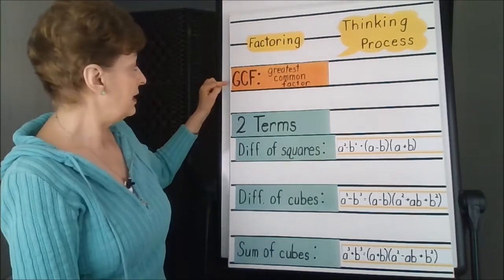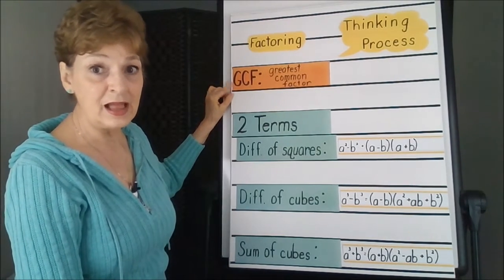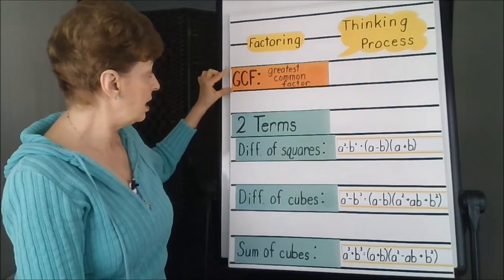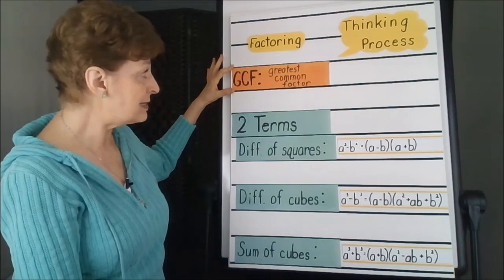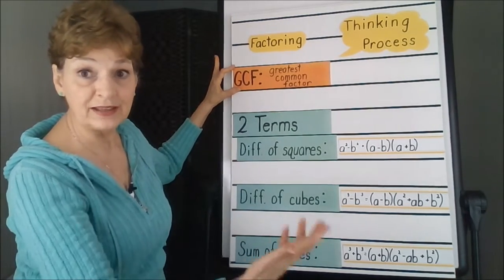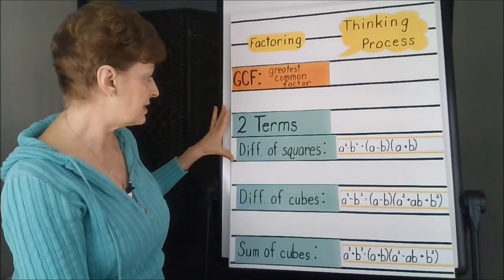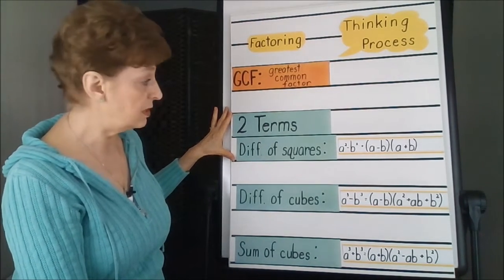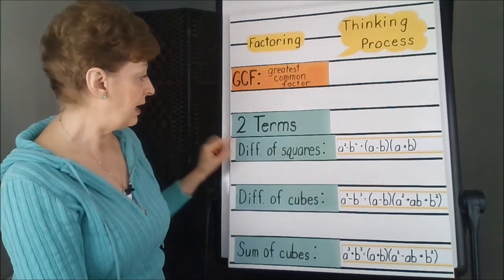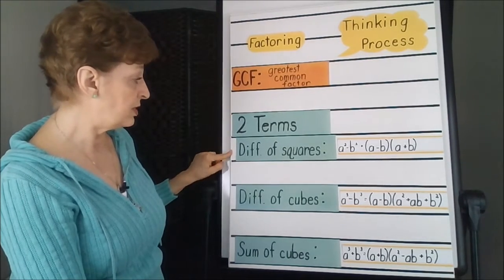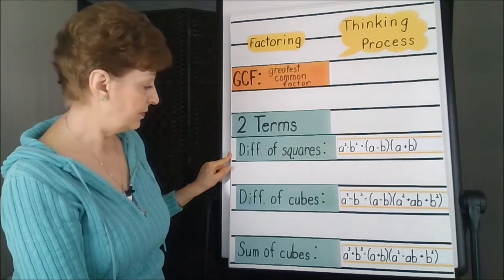So the starting point for me would be to look for the greatest common factor. And again, I'll explain this as we go along. I've color-coded them so you can see the steps. If there isn't a greatest common factor, or after you've taken the greatest common factor out of that polynomial, we're going to need to look and see if we've got two terms. That would be like this one, a squared minus b squared. If you have something like that, you're going to use the formula for the difference of squares.